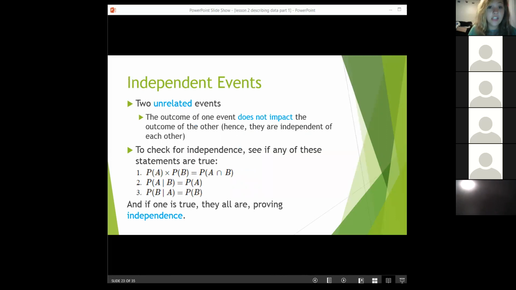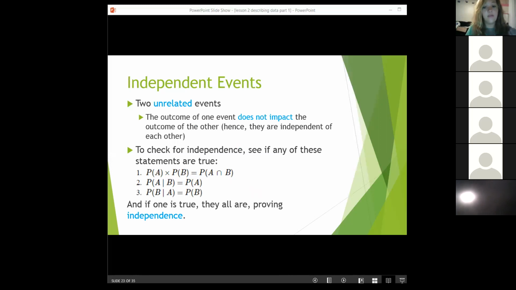And then if you want to check for independence, but you're only given probabilities of A and B, conditional probabilities, and intersection, these three statements are what you can use to check. You want to see if one side is equal to the other. If you plug in the values you have into whatever equation has those values, you want both sides to be equal, because if they were, then the left side would be equal to the right side.